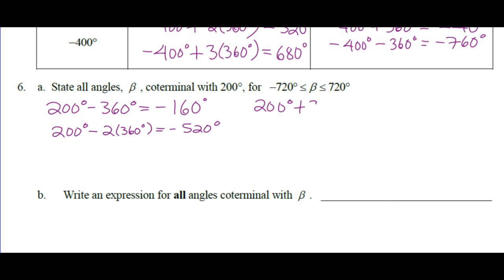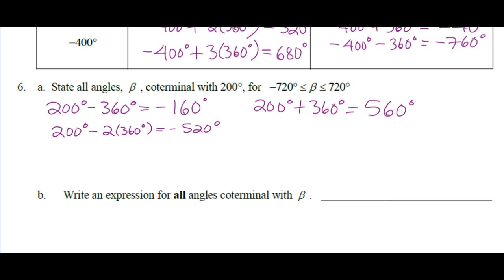200 degrees plus 360 is how much? 560. Should I go up another 360? And the answer is no. Okay, so these are all the angles between negative 720 and 720. If we go below, we'll be below negative 720. If we go above, we'll be above.